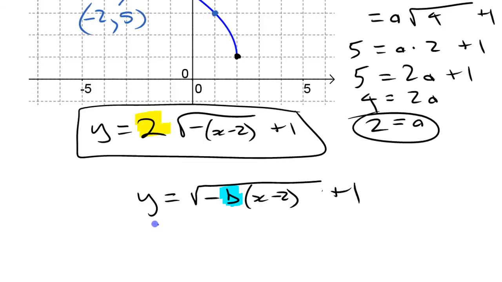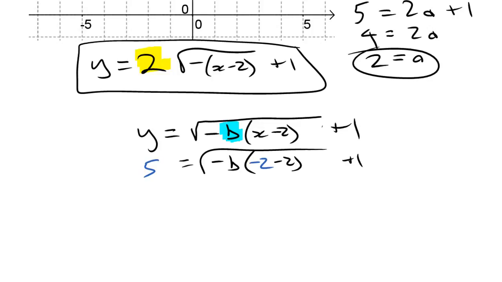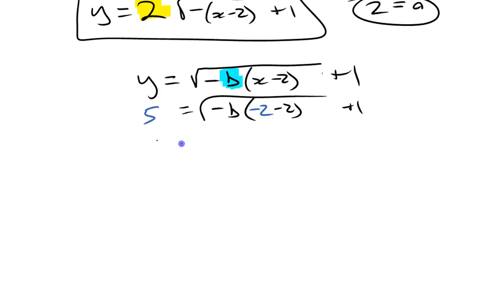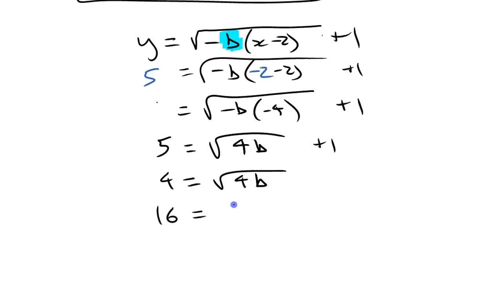So if we sub in here 5 and -2, and we work our way down the way we did before, right? Negative b there, square root, plus 1. And we need a bit more space. Let's create that. If you're going to work your way down there, you've got negative b times -4 plus 1. So you have square root of 4b plus 1 equals 5. So you have 4 equals square root of 4b. To solve that, you need to square both sides. So you're going to get 16 is 4b. Right? Squaring both sides. Get rid of that square root sign.